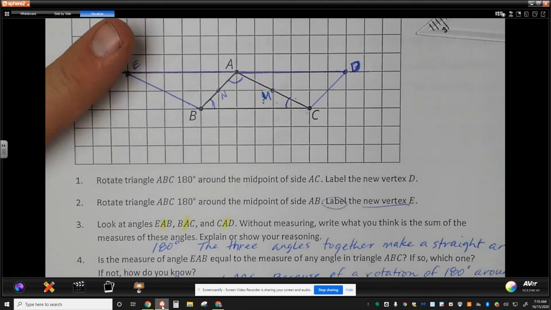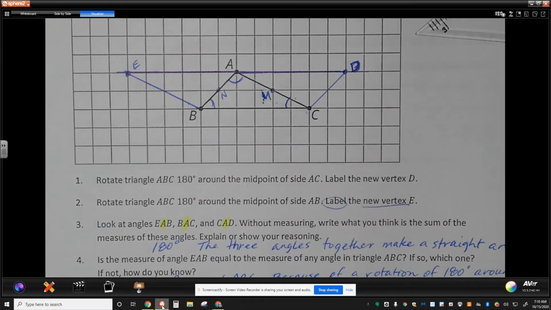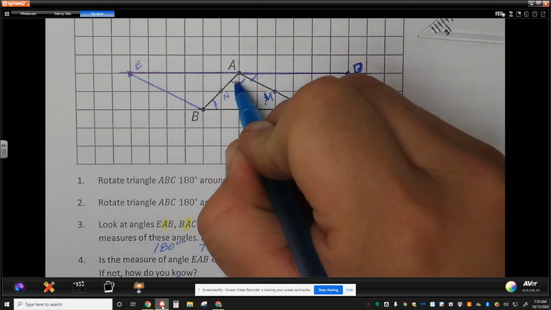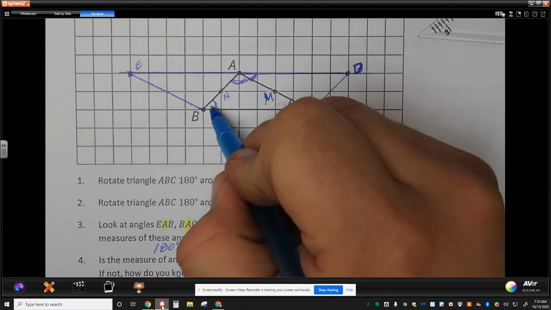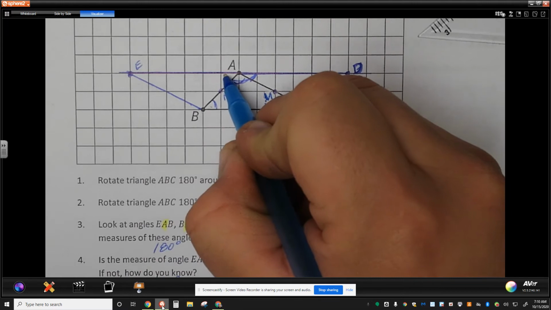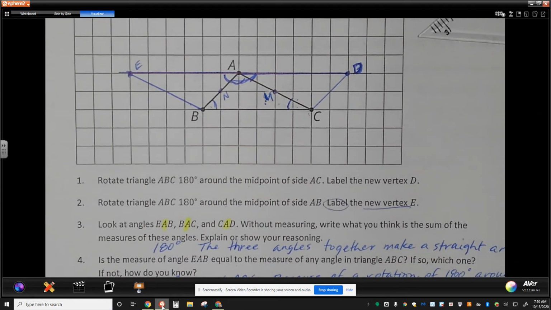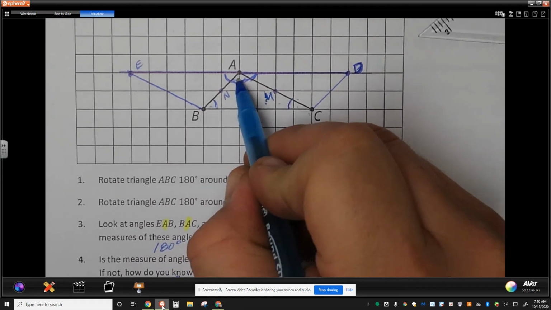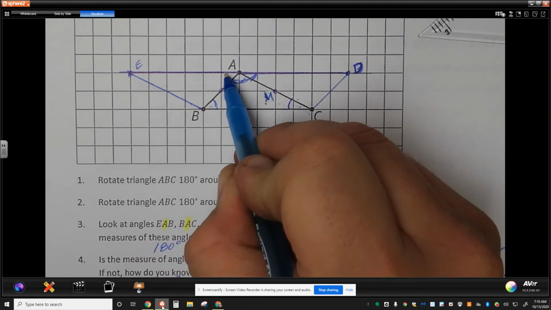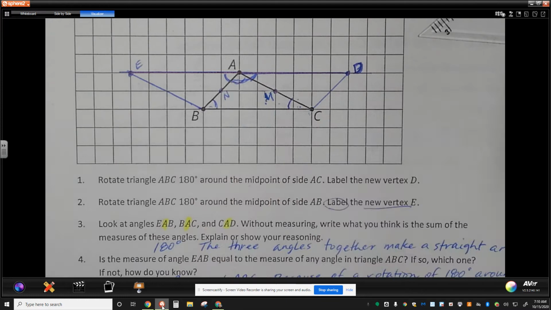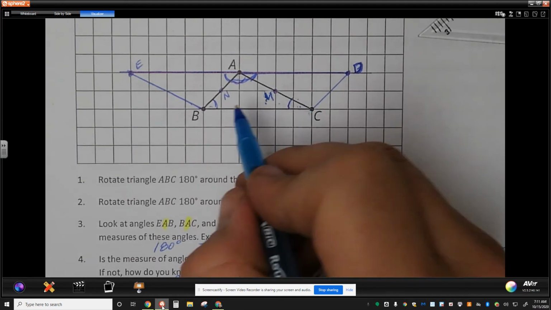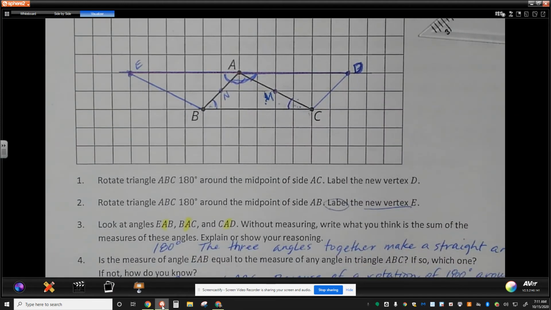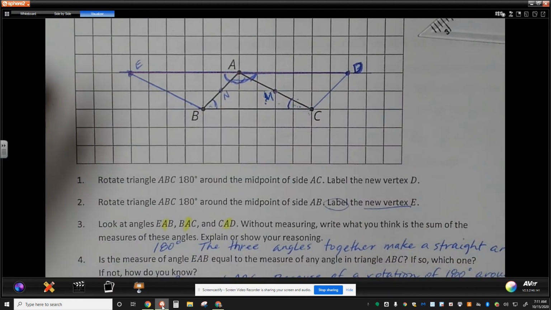and this angle here. Well, if we review what we just did, we rotated this angle and took an image of it right here. And then we rotated this angle 180 degrees to make an image right here. Therefore, what we can see is that through rigid transformation, these three angles are the same three angles that we see up above, meaning that the interior angles of this triangle ABC added together must equal 180 degrees.